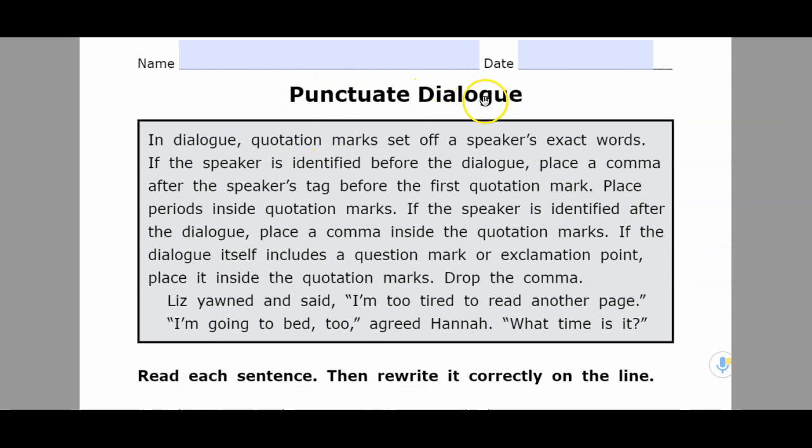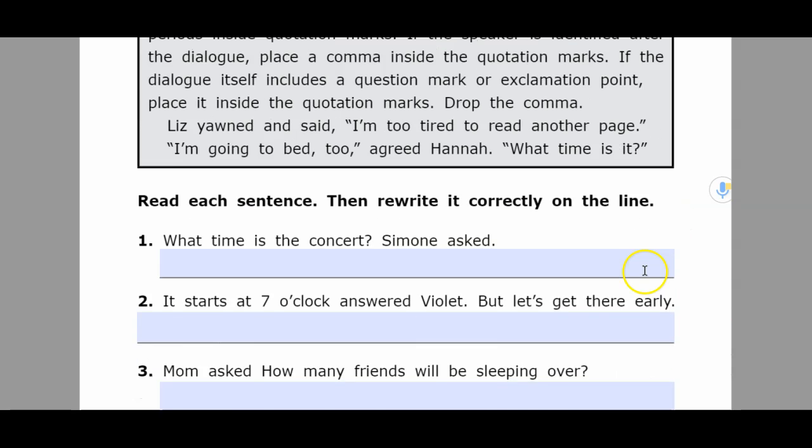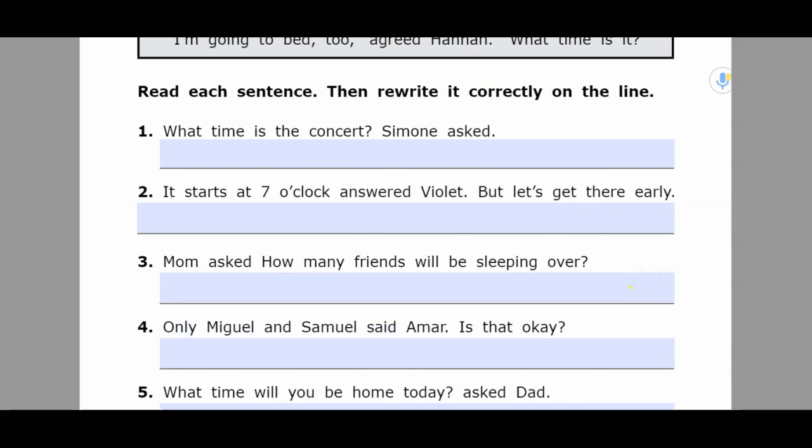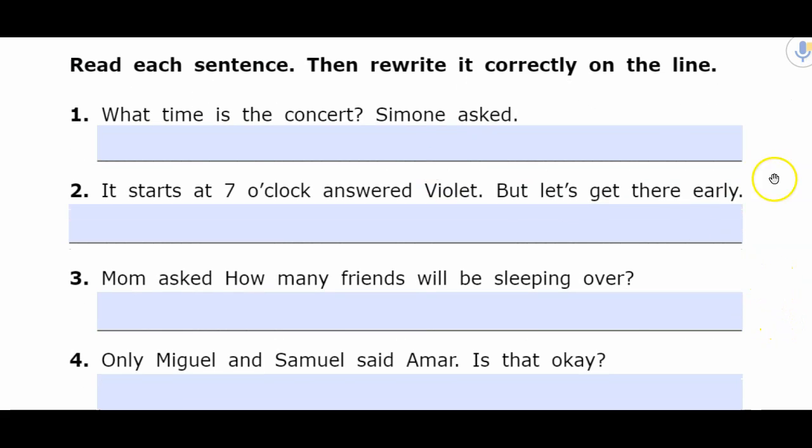Okay, punctuate dialogue. We kind of talked about this, right? That the dialogue are the exact words that the person said, and what do we put around them? Quotation marks. So let's do it this way. Read a sentence, then I don't want you to rewrite it. Let's just put the quotation marks where they go, like this. What time is the concert? Simone asked. What did she ask? So where do the quotation marks go? Around what time is the concert? So obviously in front of the word what, because that's where she started, right? And after the question mark.